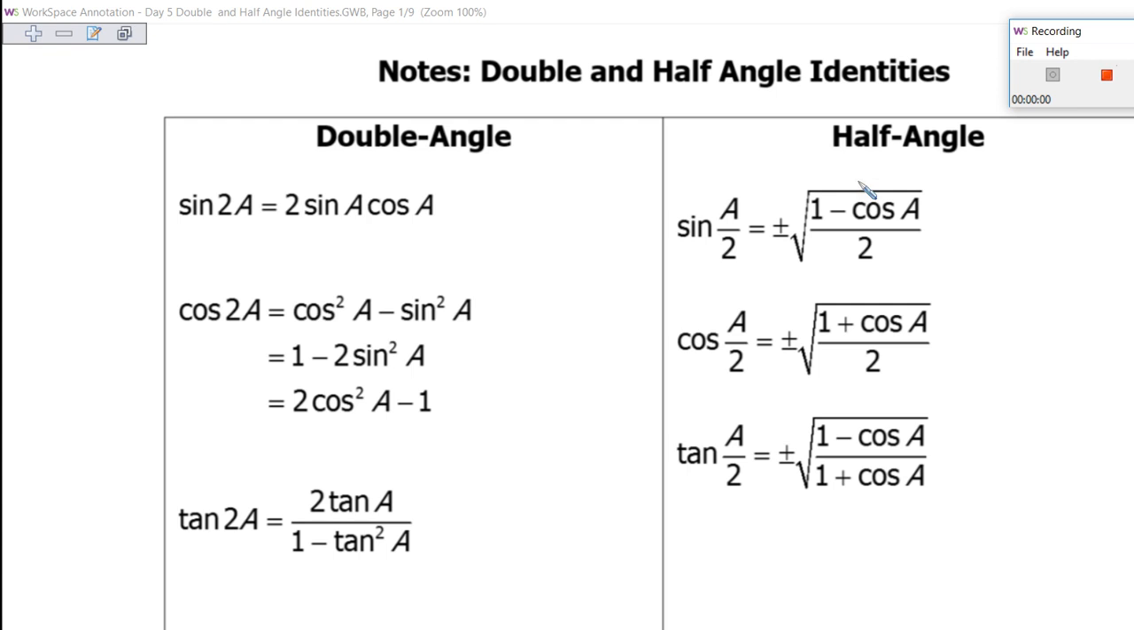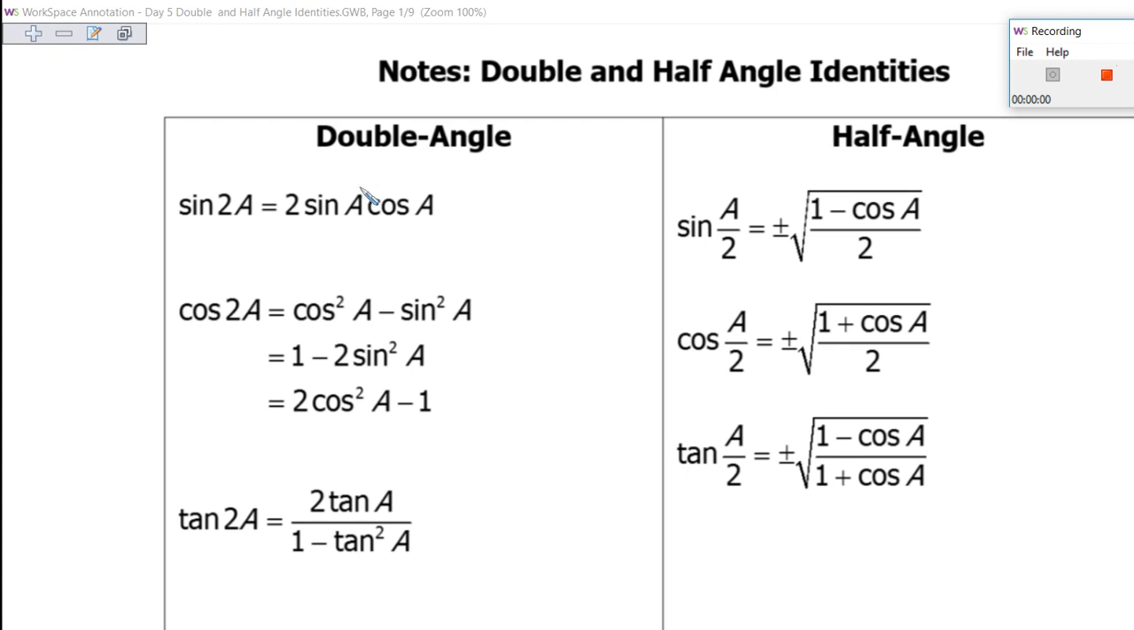Today we'll be talking about the double and half angle identity. Now what does double mean? Multiply by 2. So if you notice in the formulas for the double angles, all of the angle A's are being multiplied by 2. So for the sine of 2A, we have 2 times the sine of A times the cosine of A.